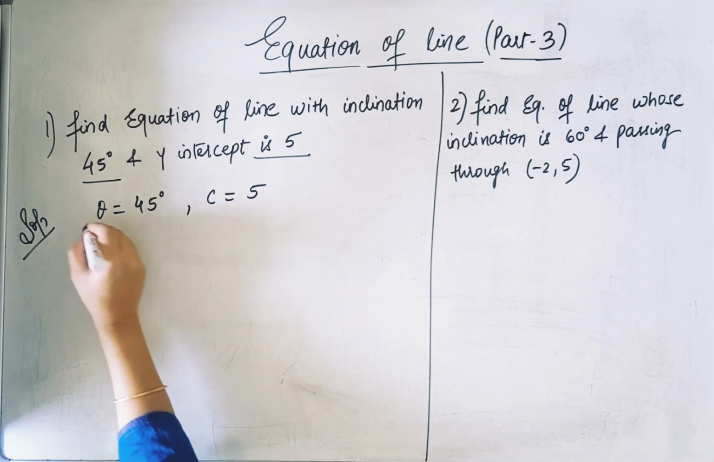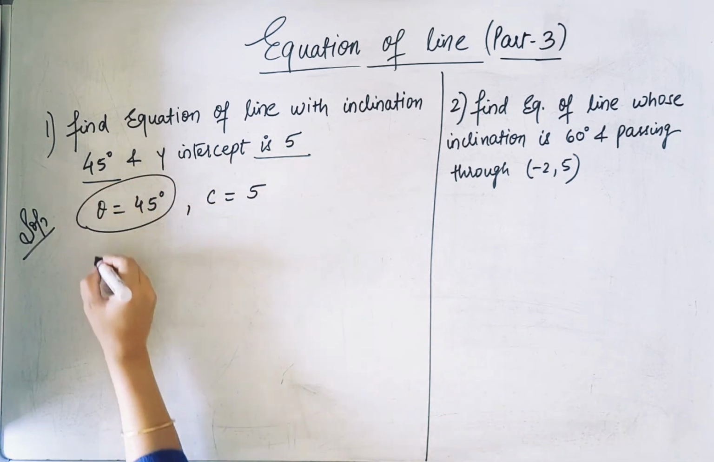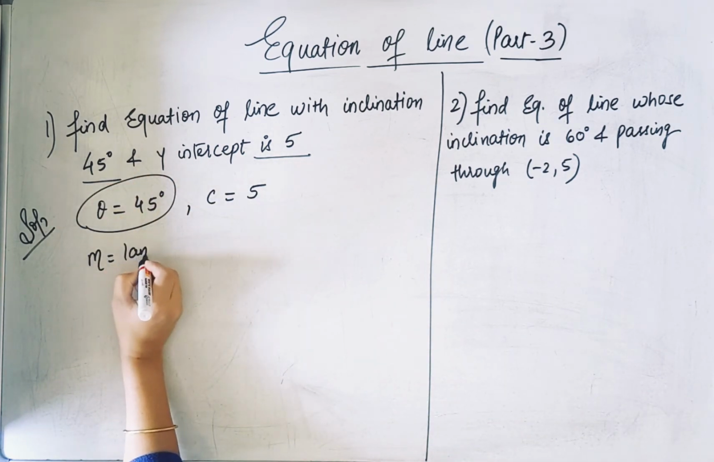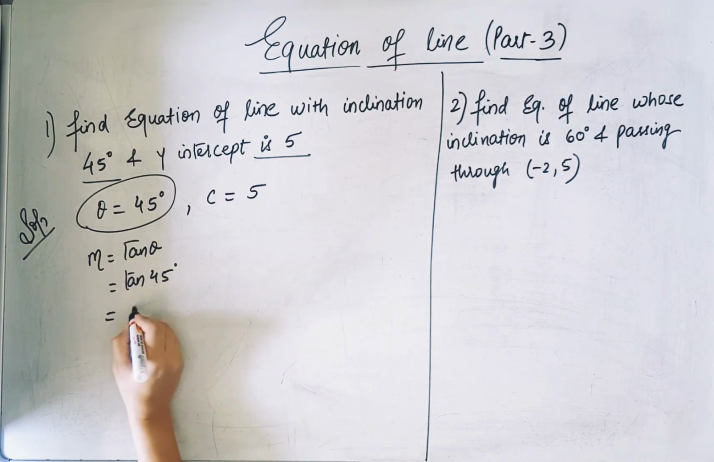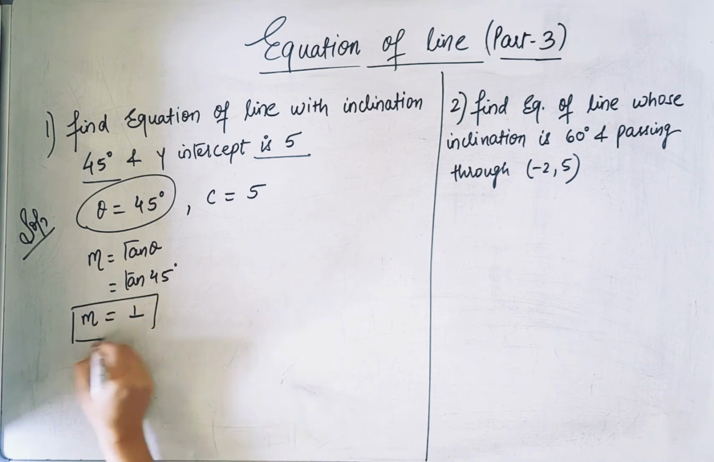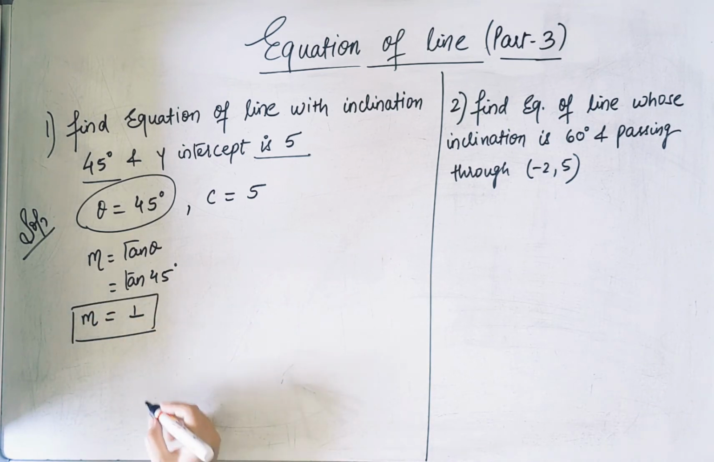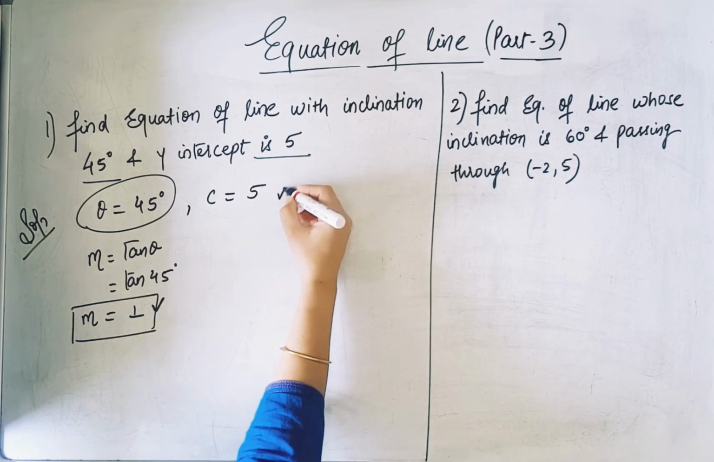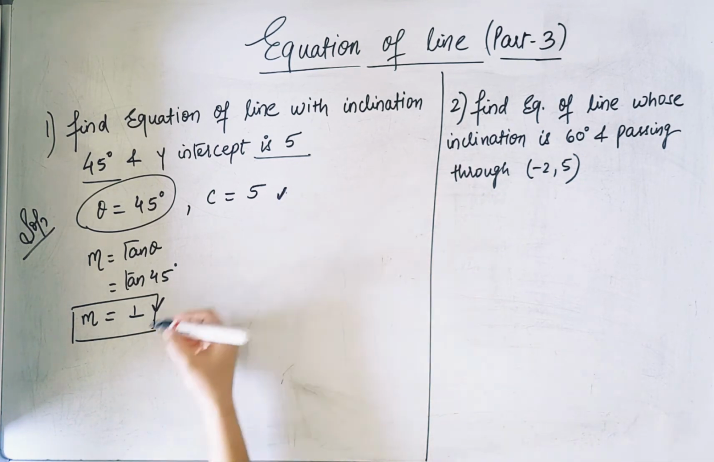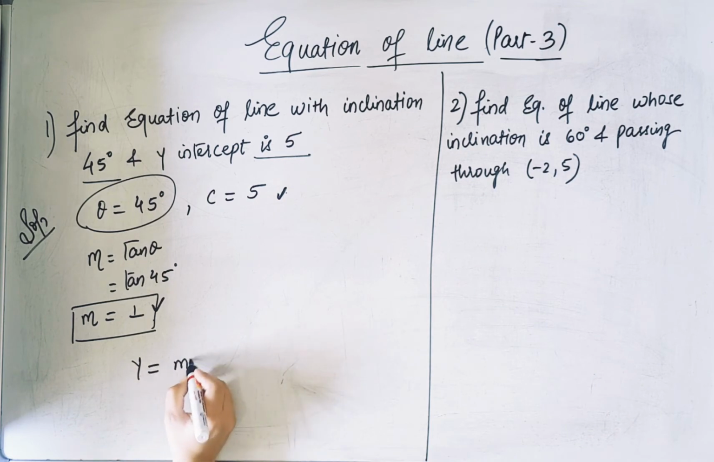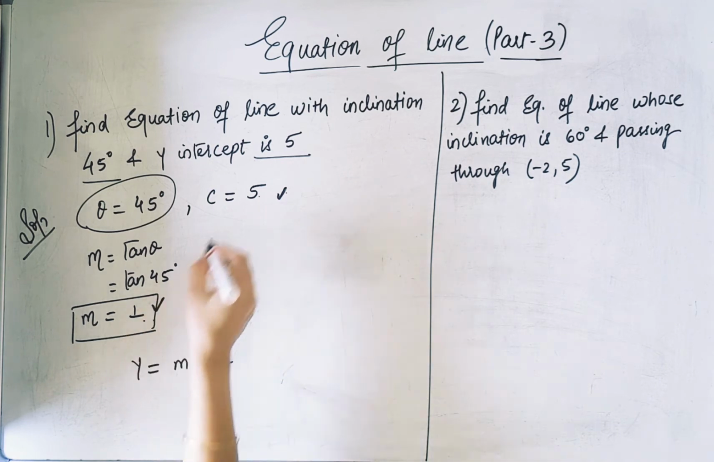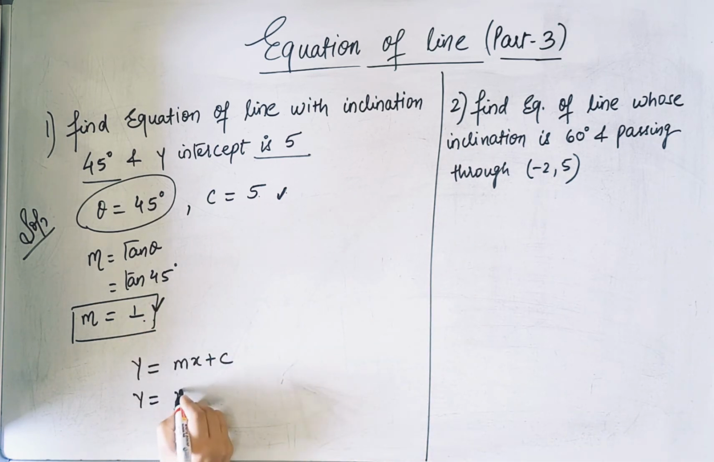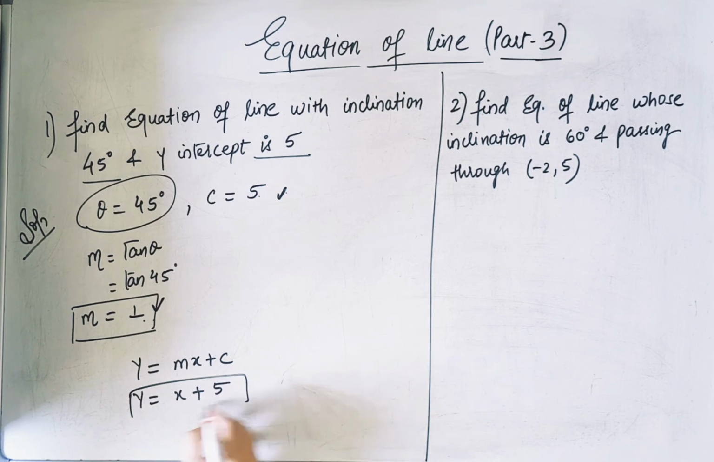Now with the help of this theta, with the help of this angle, we will find m. So m will be what? Tan theta. This will be tan 45, and the value of tan 45 is 1. Thus m is equal to 1. Now we are provided with the slope and intercept. So the slope-intercept form of the equation is y equals mx plus c. We will substitute the values of m and c over here. So the answer will be y = x + 5. So this is how we have got the equation of the line.